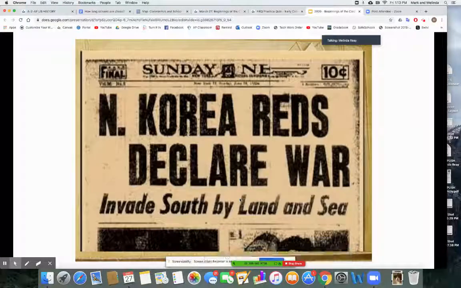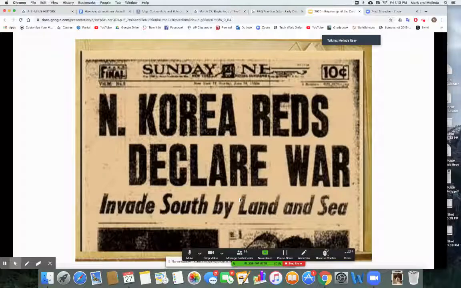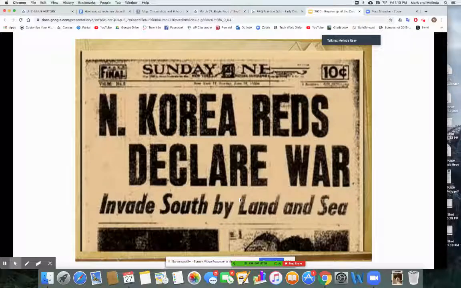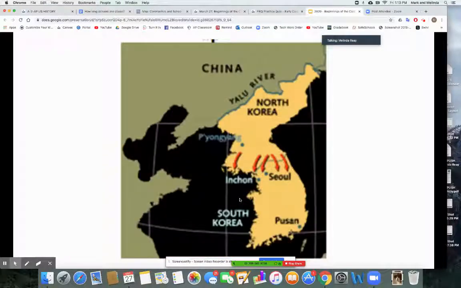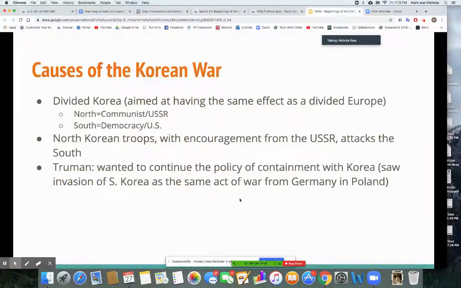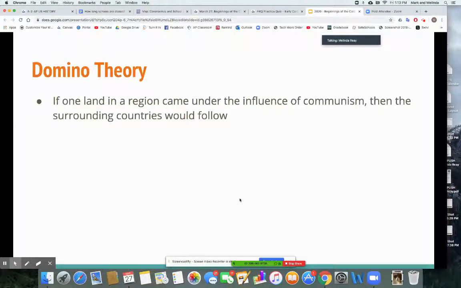Now, really, for America, we interpreted this as the same thing as Germany invading Poland in World War II, basically beginning another war. And again, we got to stop communism. So this really becomes one of the first major wars that we go into that was not a direct attack on the United States, but instead it was ideological, to stop communism. So they invade into South Korea, and basically we go into the Korean War.